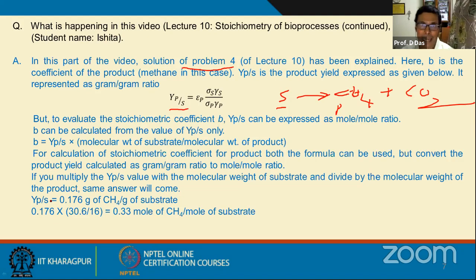But when you calculate the Yp/s, the unit of that is gram of methane per gram of substrate utilized. And this substrate will be the organic. When you use the solid substrate, you have two different components: one is the volatile solids, another is the non-volatile solids. Now, the question comes: what is the difference between the volatile solids and non-volatile solids?